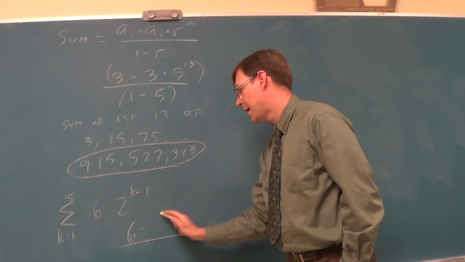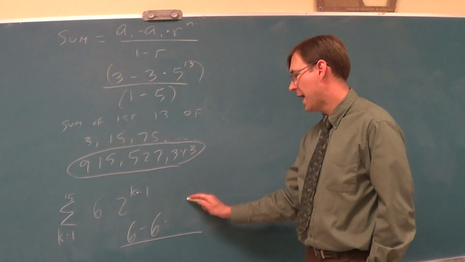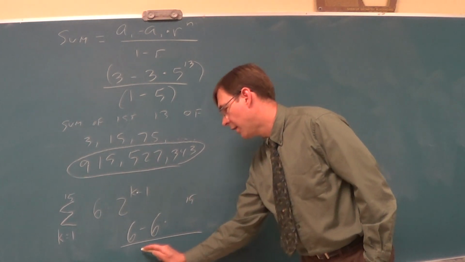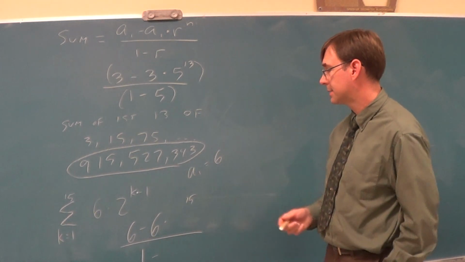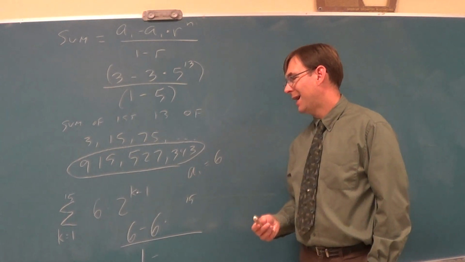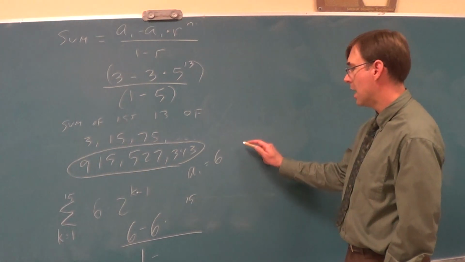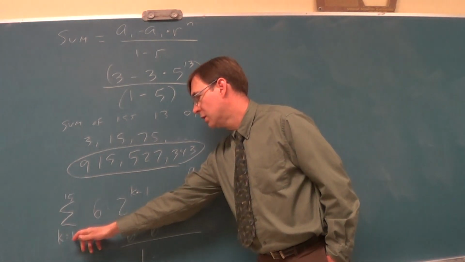So 6 minus 6 times, we don't know the ratio yet. What's the power going to be? 15. And then we need 1 minus the ratio. Well, the first term was 6. How can we figure out the ratio? Get the second term and divide would be one way to do that. Second term, plug in 2.